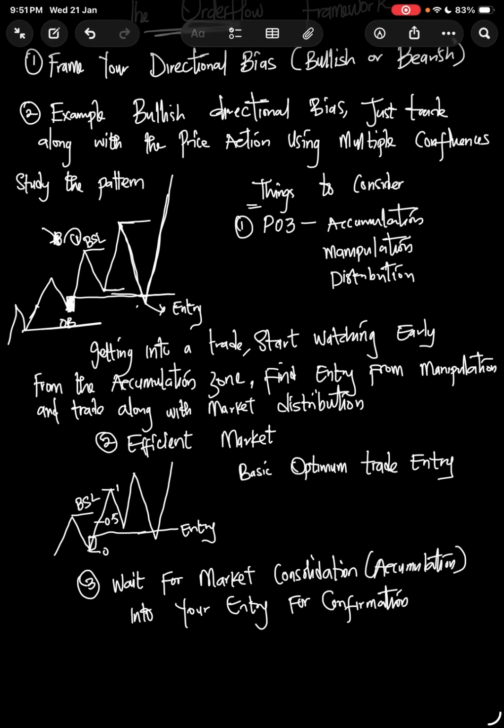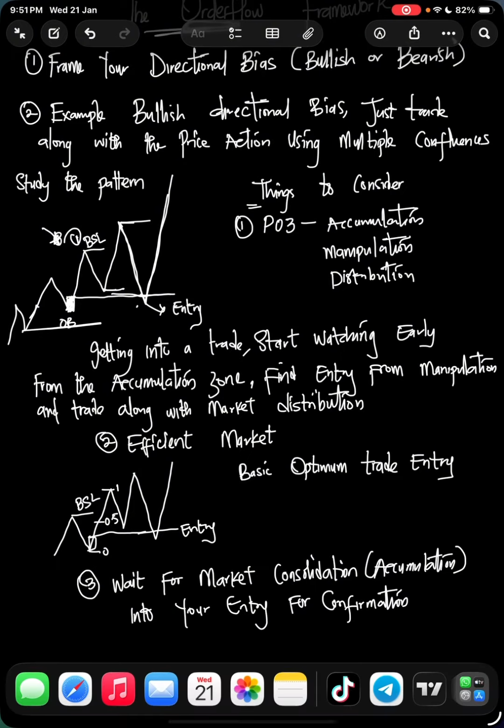Now, some of the things that I consider, let me just draw the pattern out. Now, you have been able to identify that your directional bias is bullish.